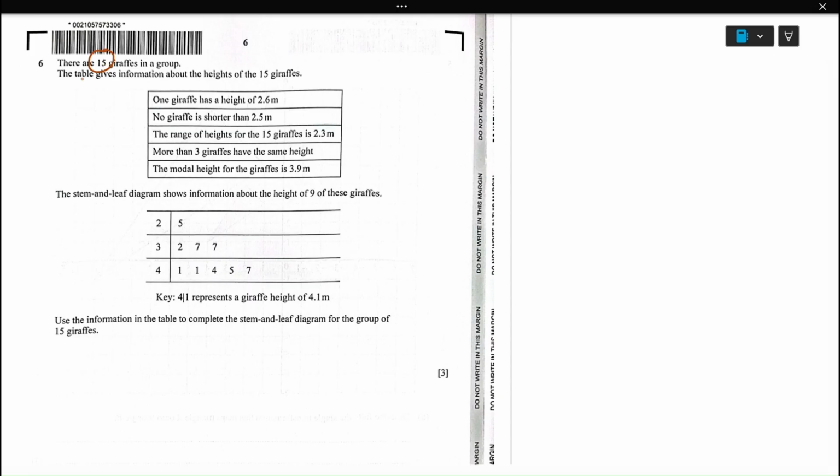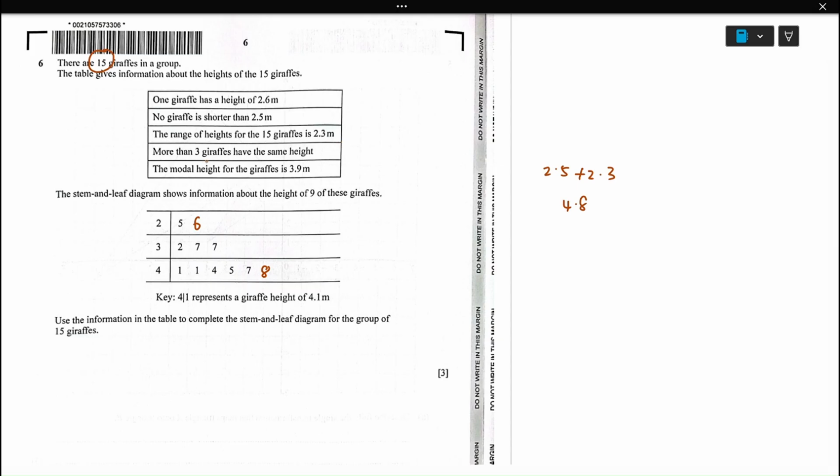So the first giraffe has a height of 2.6. So 2.5 is here, and there is one more 2.6 here. Next, no giraffe is shorter than 2.5. That's fine. The range of the heights of the 15 giraffes is 2.3. So the highest one minus the lowest one is 2.3. The lowest one is 2.5, which is given. So for the highest one we need to find 2.5 plus 2.3, which is equal to 4.8. So 4.8 is missing. There is 8. Next one.